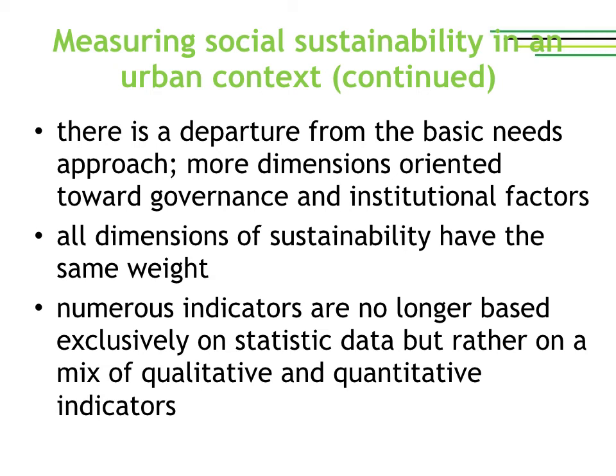You can see if you are carefully examining the indicators listed in the two examples from the Egan report that we are having a departure from the basic needs approach and more dimensions are oriented toward governance and institutional factors. This is a shift that exists not only in this area of social sustainability but in other areas of local government.